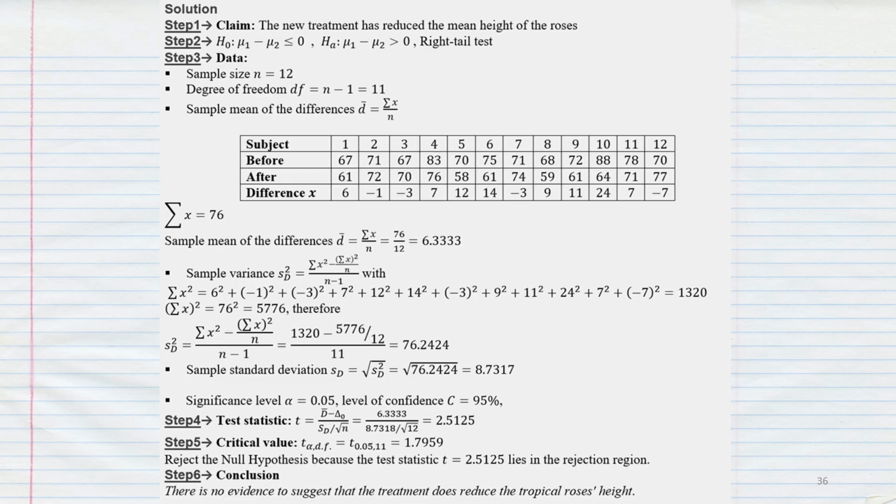Step 3. Gather the data. Sample size n equals 12. Degree of freedom df equals n minus 1 equals 11. Calculate the sample mean of the differences. Step 4. Calculate the test statistic to find 2.5125. Step 5. Find the critical value of 1.7959. Reject the null hypothesis because the test statistic t equals 2.5125 lies in the rejection region. Step 6. Make a conclusion. There is no evidence to suggest that the treatment does reduce the tropical rose's height.